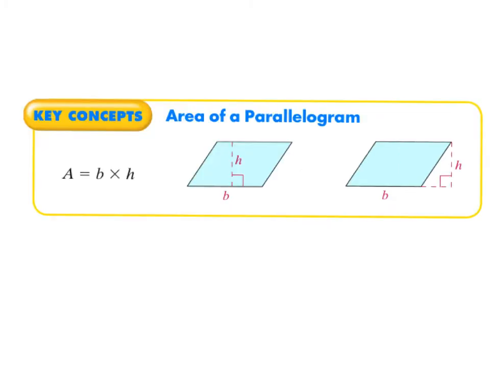So your formula for an area of a parallelogram is A equals B times H, because A obviously stands for area, B is for base, and H is for height. Please copy this box into your notebook showing the formula and then the 2 ways you can show height versus base in a parallelogram.